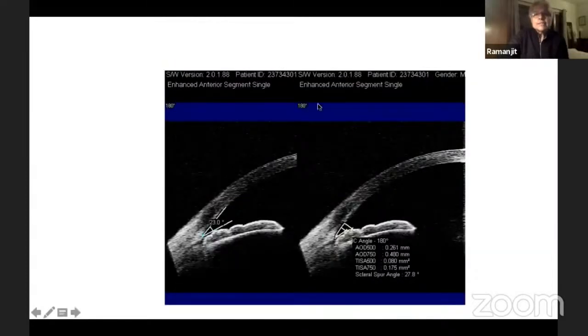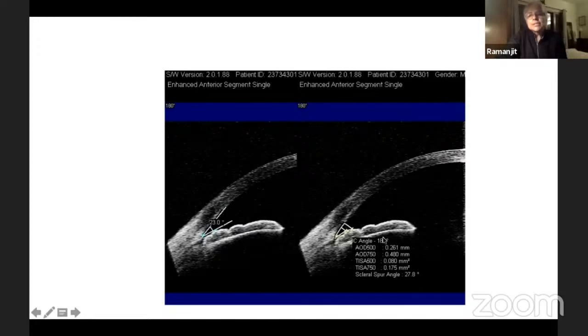So when we actually see these narrow angles, what are we actually aiming to do? We would like to get a measurement of the angle itself. This is from the scleral spur. You mark the scleral spur, and most of the anterior segments will automatically give you what is the angle between the most peripheral part of the cornea and the tangent drawn from the surface of the peripheral iris.